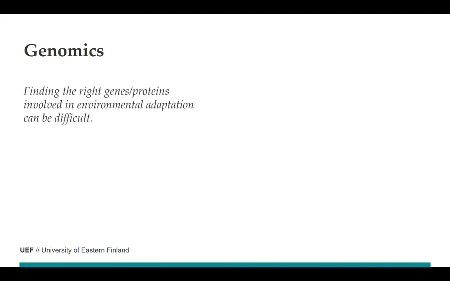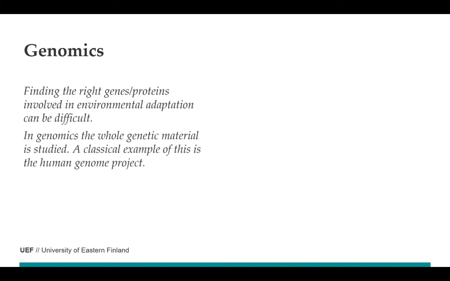Well, the problem when studying environmental adaptation can be that when we notice that an animal can tolerate, for example, cold temperature, it's very difficult to find out which gene or which protein we should test. And if we fail once, can we just take a second protein to see if that was affecting, or the third one, etc. That would take a lot of time and a lot of effort. And in genomics, we can then check the whole genetic material.